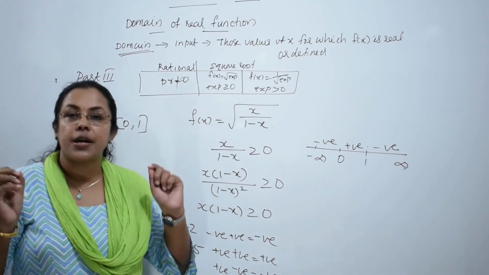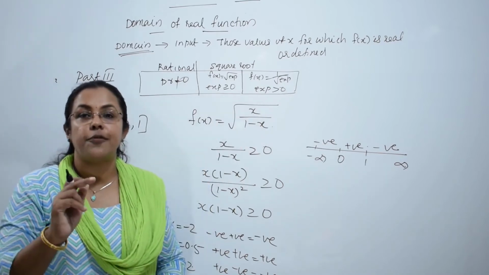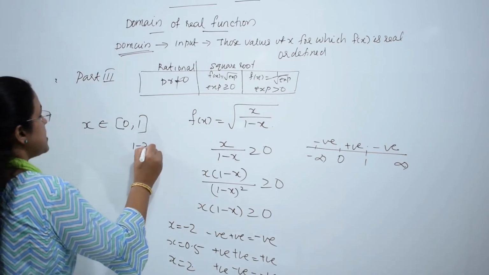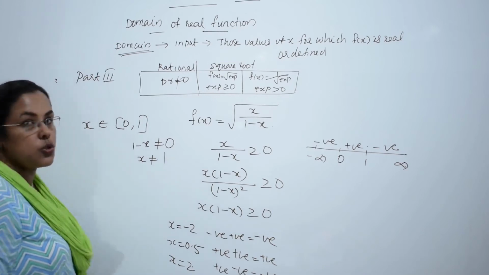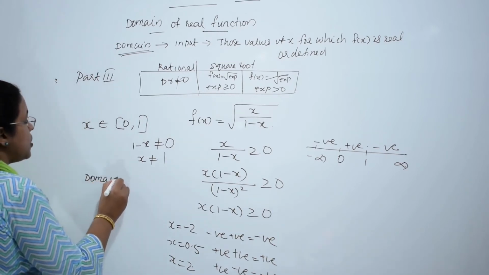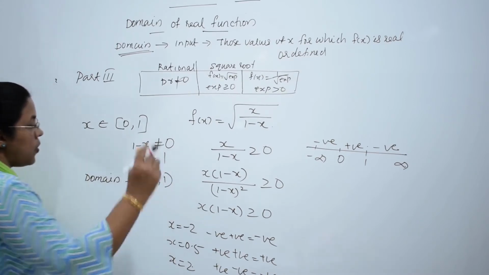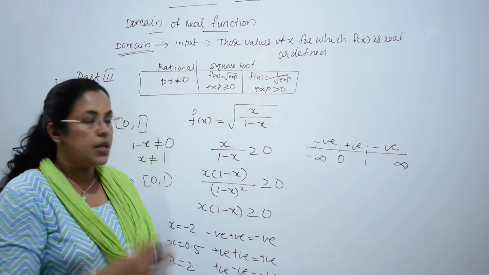Now look at the function carefully. Inside the square root it is a rational function. Therefore, the denominator cannot be equal to 0. 1 minus x cannot be equal to 0, or x cannot be equal to 1. Therefore, what is the domain? The domain of the function is the open interval 0 to 1, not the closed interval. Hope it is clear to you now.